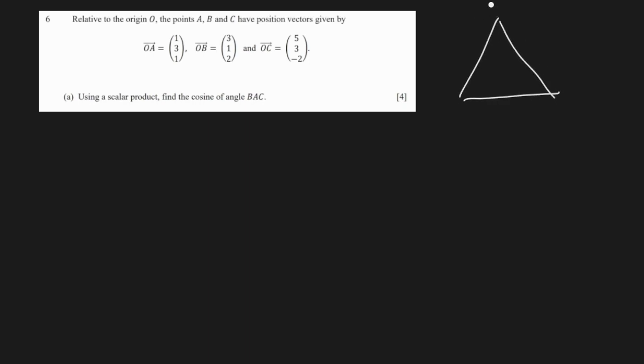So the first position vector of A is 1, 3, 1. So the coordinates of this become 1, 3, 1. This is A. B is 3, 1, 2, and C is 5, 3, minus 2. They want the cosine of the angle BAC. BAC, that means this angle, right? Keep in mind, the angles are always tail to tail or head to head. Let me make it tail to tail. That means this vector and this vector I'll find out.